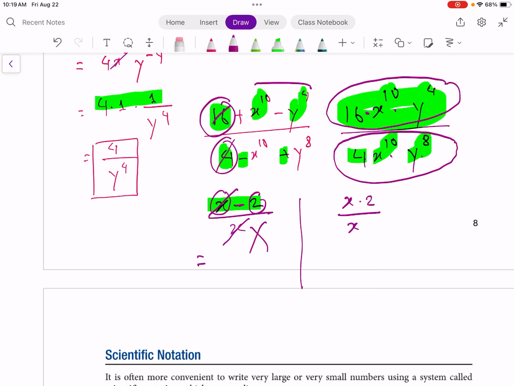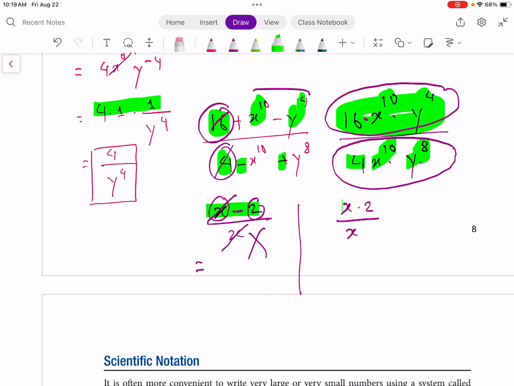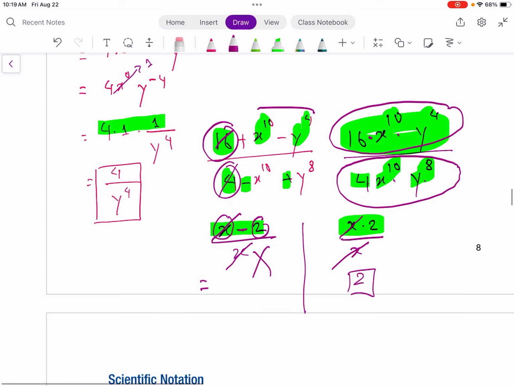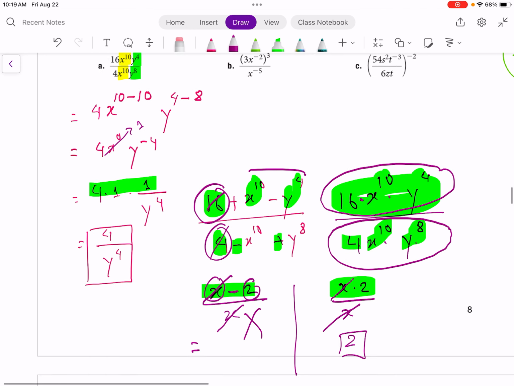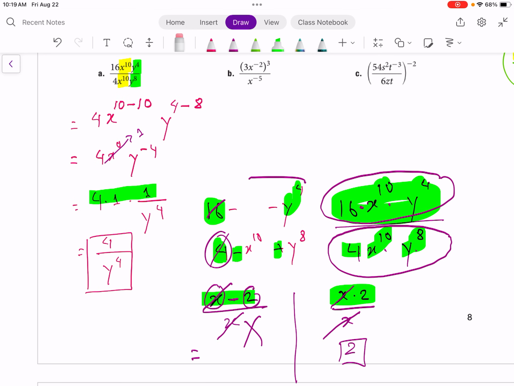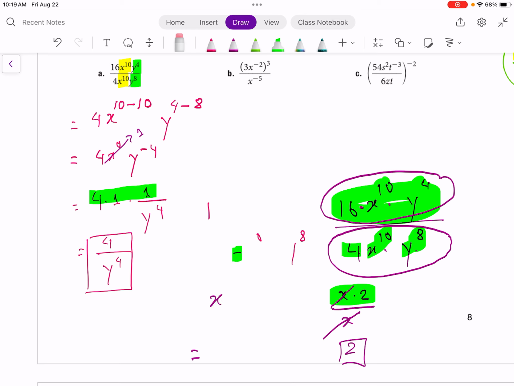But in the second case, in between x and 2 we have a product, so our numerator is in a product form. So we can cancel this x, and we have 2 as our final answer. Whenever you use these properties, make sure your numerator and denominator are in a product form. Otherwise you can't use them. Now let's go to number B.